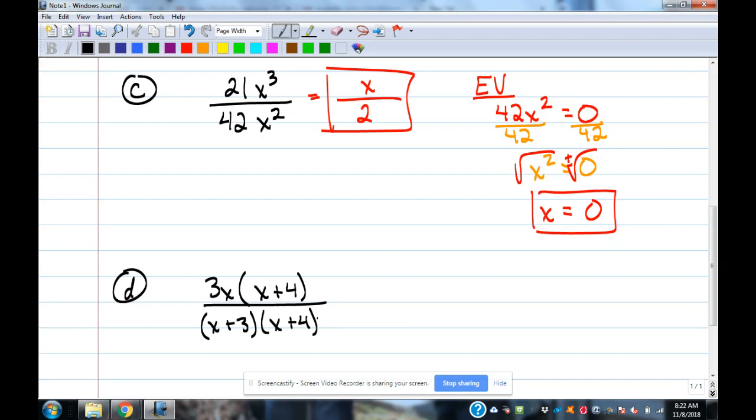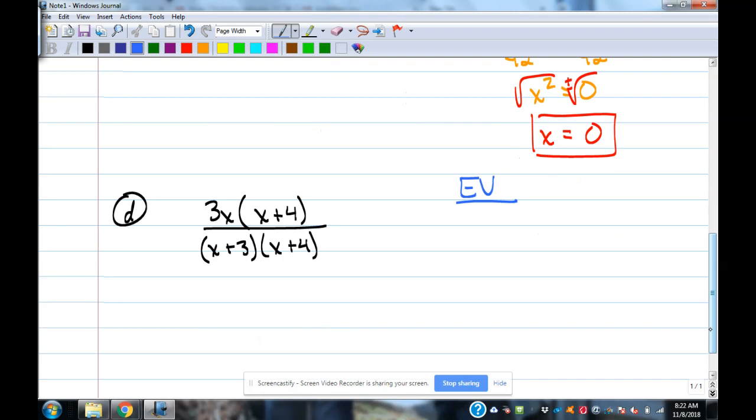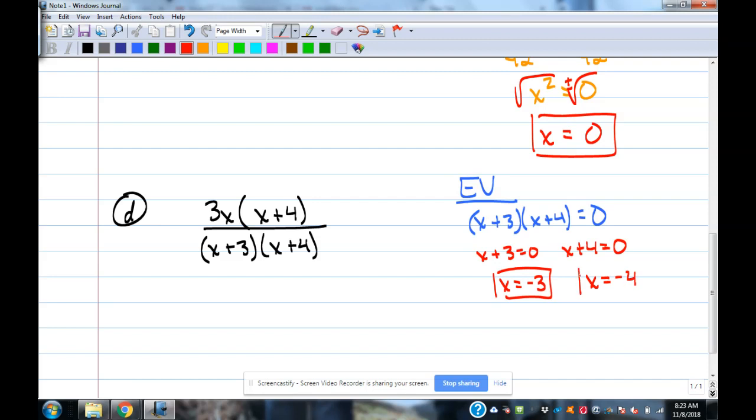But it's already factored for us, okay? It's a fraction. You got a rational expression. It's got stuff on top, stuff on the bottom. First thing we want to do is find our excluded values. How do we find our excluded values? Bottom equal to 0. So (x + 3)(x + 4) = 0. It's already factored. So what do I do with each of those factors? Set each of those equal to 0. Good job. So that's going to be x = -3 and x = -4.